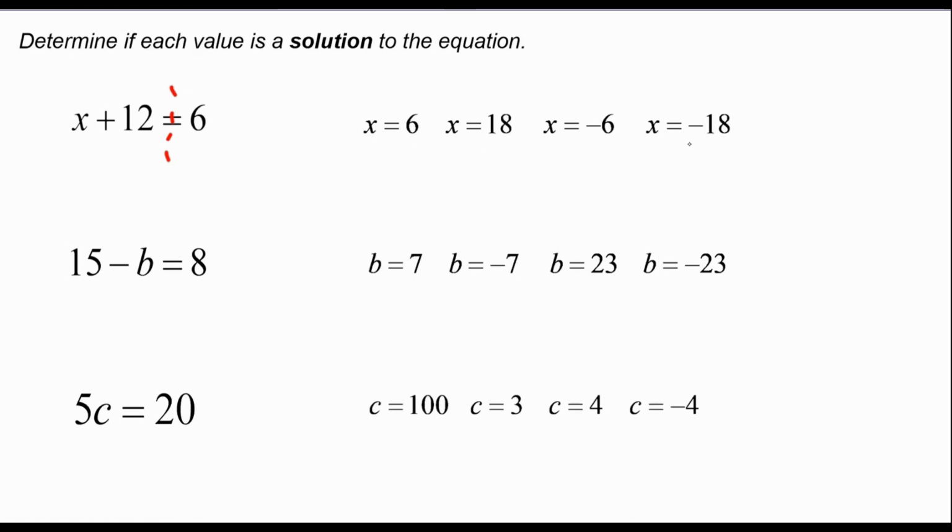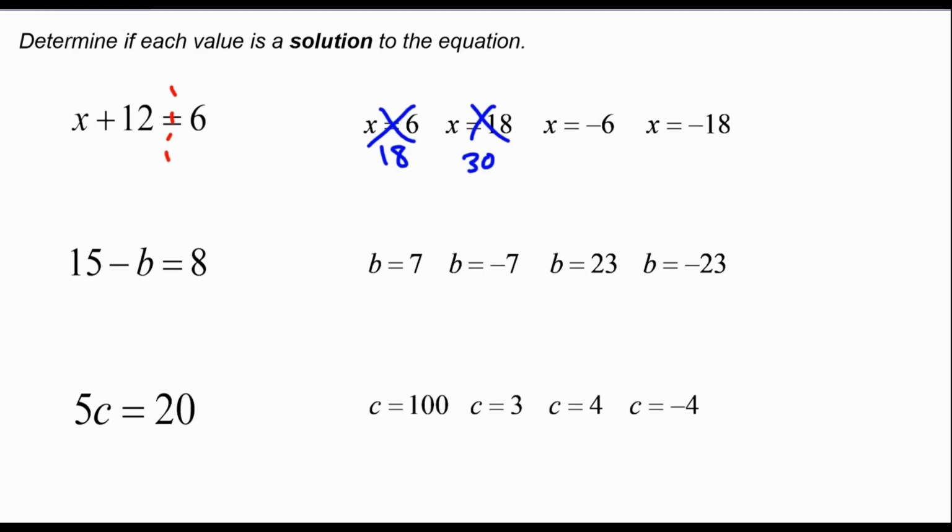So which of these values of x would make this true? Well, if x was 6, we would put 6 in for x. 6 plus 12 is 18. That is not equal to 6, so this is not a solution. If x is 18, if we put 18 in for x, 18 plus 12 is 30. That is not equal to 6. That is not a solution to this equation.